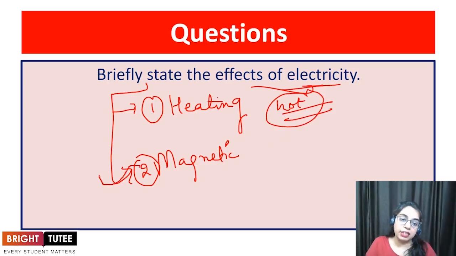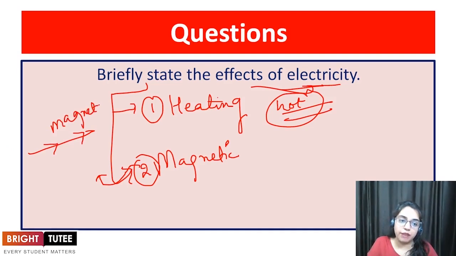Then what is the magnetic effect of electric current, children? Whenever the current flows through a wire, what will happen? It will start behaving like a magnet. And we can verify this using a compass. Whenever the current flows through this wire, there will be a deflection in the needle of the compass. This proves the magnetic effect of electric current.